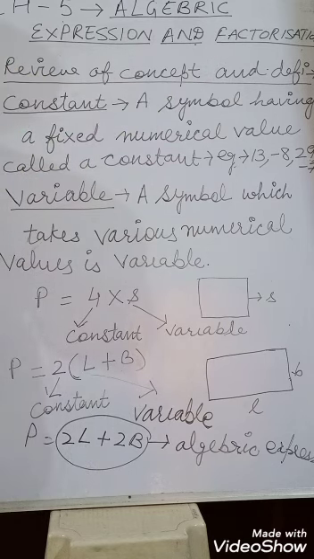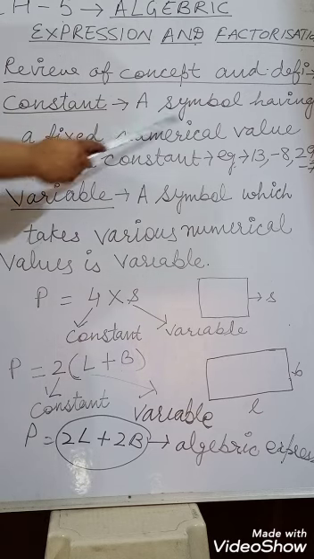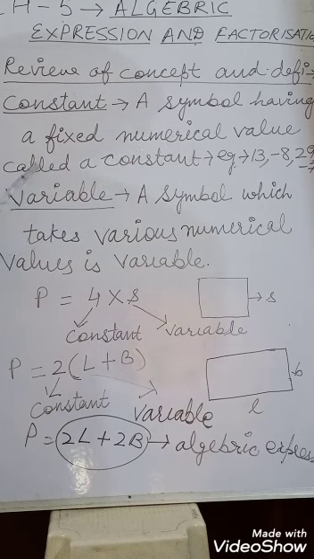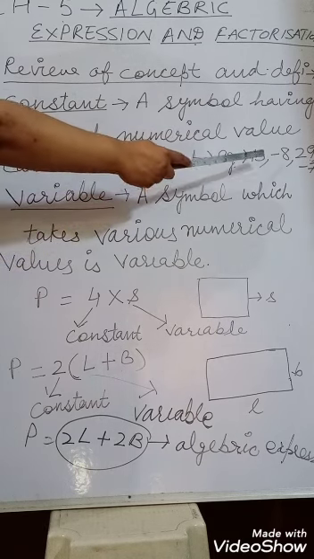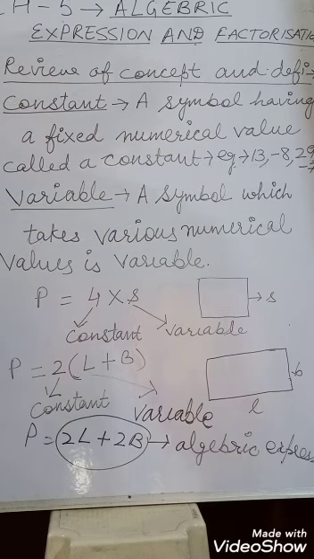The first thing to be reviewed is constant. A symbol having a fixed numerical value is called a constant. For example, 13, minus 8, 29, minus 7, all these numbers are constants. Okay? Then what is a variable? A symbol which takes various numerical values is called a variable.